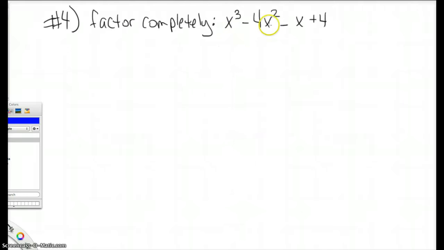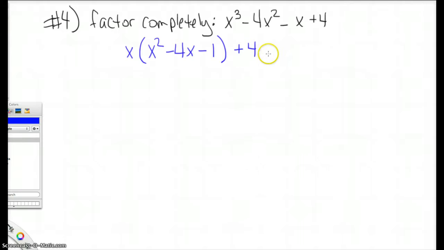I see x, x, and x. So I'm going to factor the x out of these three terms. And I can do that by saying x times x squared minus 4x minus 1 plus 4, okay?